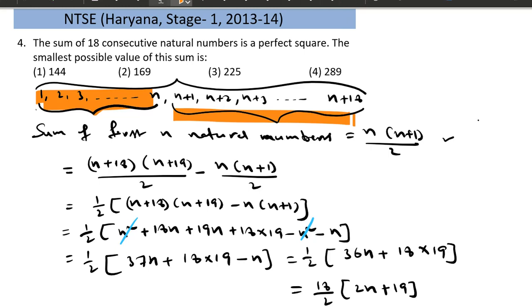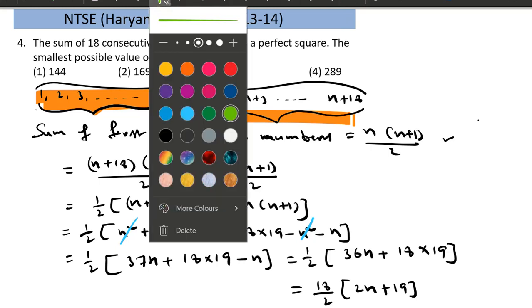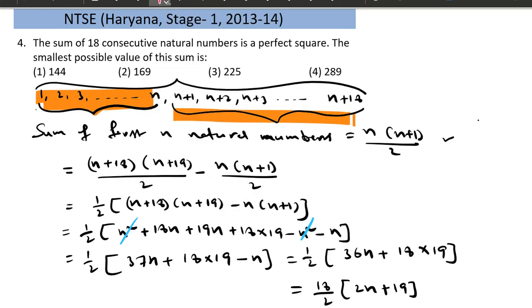So we will check it now. What are the values which are not divisible by 9? Here it is not divisible by 9. But 144 and 225 both are divisible by 9. So maybe our options are 144 or 225. Here it contains 18 by 2, that means 9, 9 into 2n plus 19.